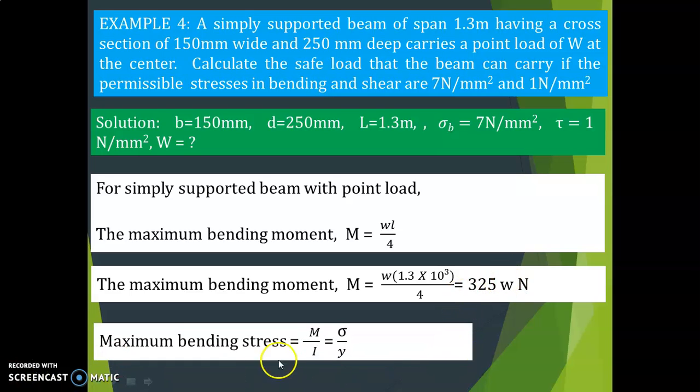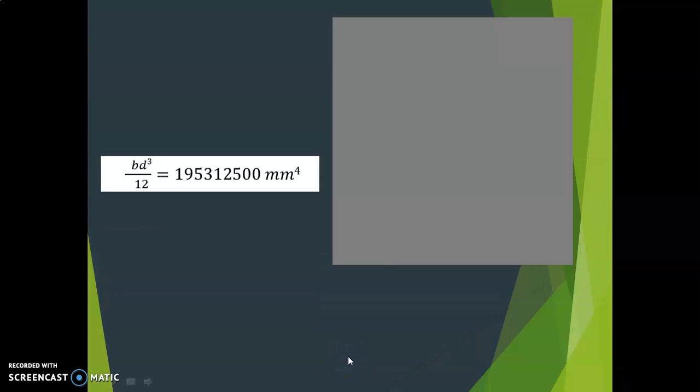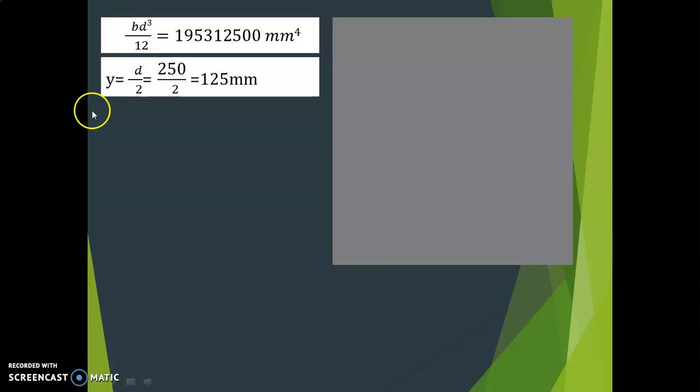Now we have the bending stress equation, that is M divided by I is equal to sigma divided by Y. Before substituting all the values, you calculate what is I and what is Y. How can you calculate I? I is equal to BD cube divided by 12. You get this answer. Y is equal to D by 2, that is 250 divided by 2, 125.